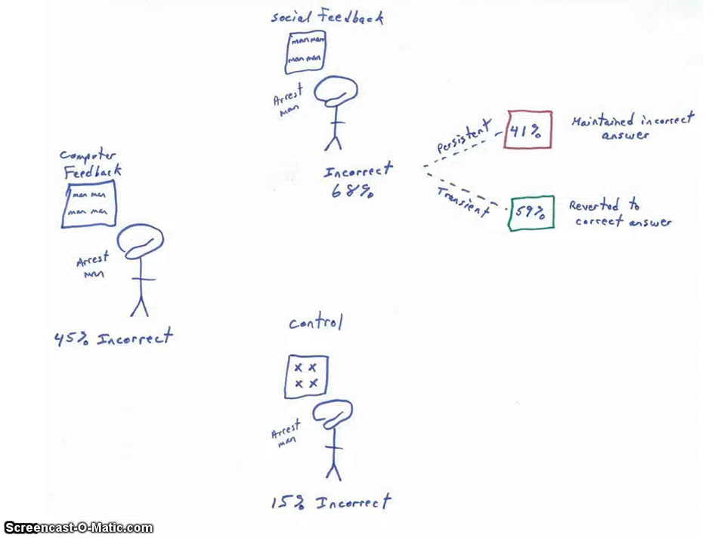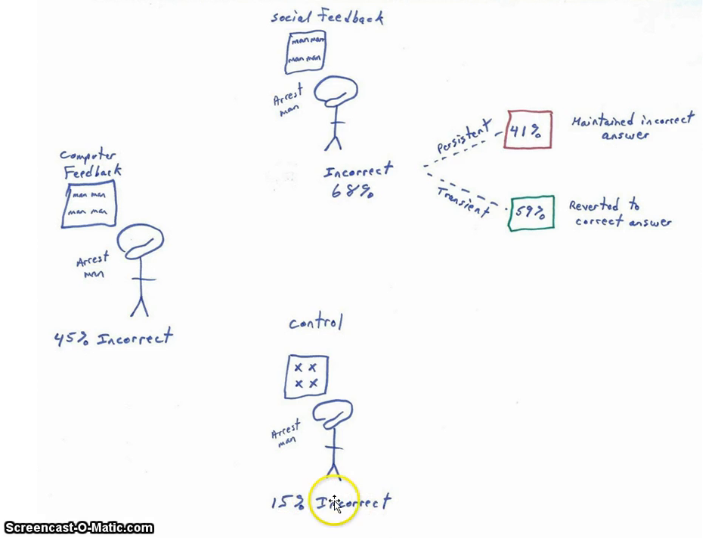Here are some of the basic numbers, then we'll get to the brain data. In the social feedback condition, 68% of the subjects on the critical manipulation trials gave the incorrect response of arresting a man, right? So 68% of the time, subjects followed what the crowd was saying. In contrast, when the computer was giving the feedback, only 45%. So we have less conformity when the computer was giving the feedback. And when there was no feedback, only 15% gave the incorrect response.